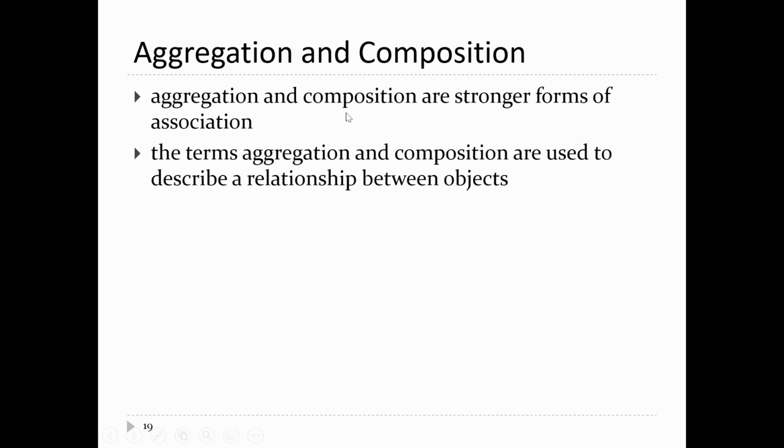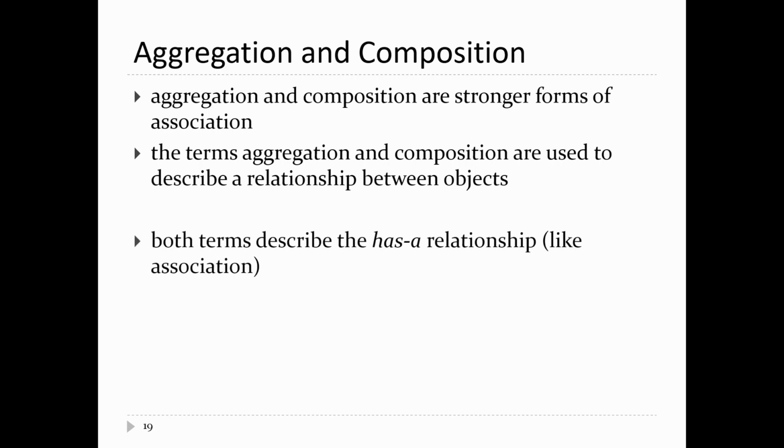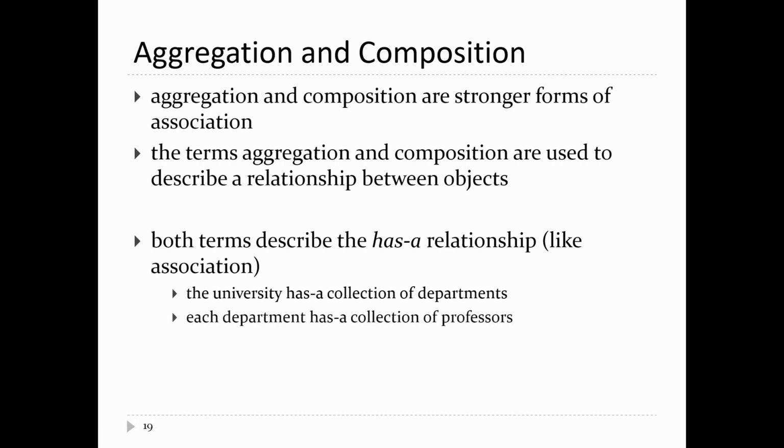The terms aggregation and composition are used to describe the relationship between objects where there is a has-a relationship between the objects, just like association. In other words, in aggregation and composition, the aggregate or the composite object has a field of some other reference type. So for example, the university might have a collection of departments. Each department might have some sort of collection of professors.